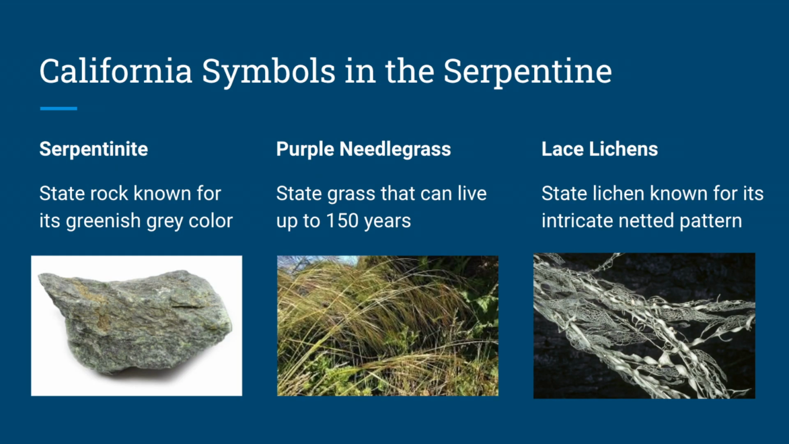The serpentine is a very unique ecosystem and hosts a lot of California's symbols. First, serpentine is actually the California state rock, known for its greenish-gray color, and we were the first state to establish a state rock. Purple needlegrass is the state grass.